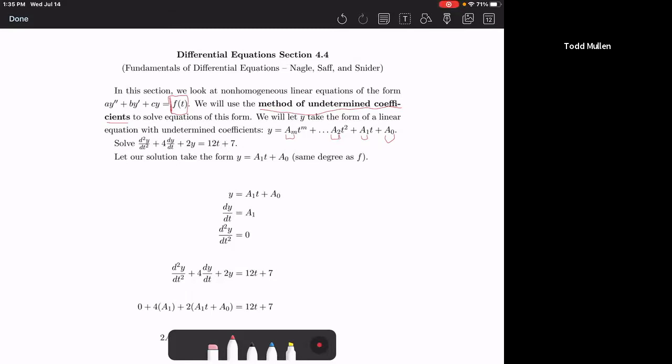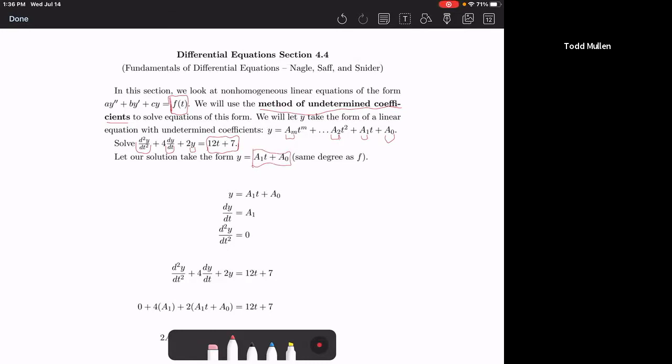Let's jump straight into an example. If we're given the second derivative of y with respect to t plus 4 times the first derivative of y with respect to t plus 2y is equal to 12t plus 7, well, it takes proper form. We have a second derivative, first derivative, an original equation, and it's equal to some function of t. So this is your non-homogeneity, your 12t plus 7. Our solution, we're just going to say the solution is a1t plus a0.